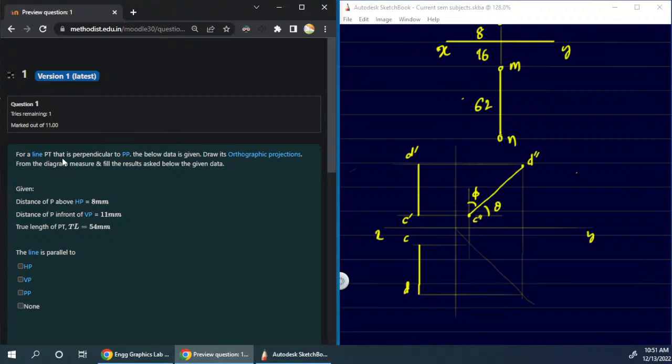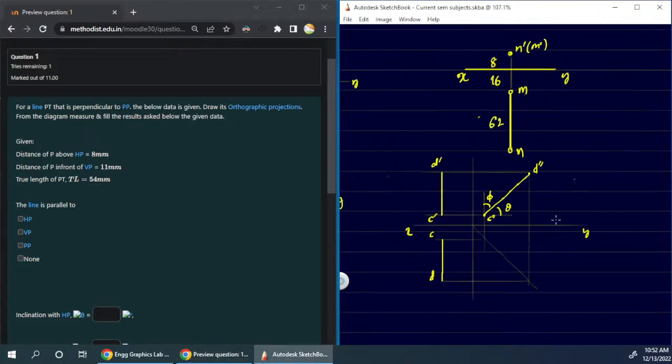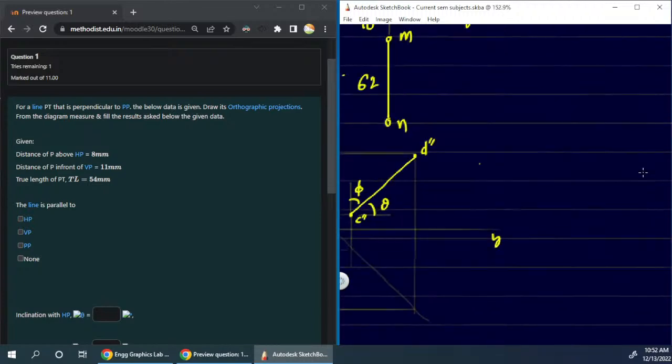The line PT is perpendicular to PP. PP is profile plane. Notes are the graphic projections. From the diagram, measure and fill the results below the graph. So I guess we just modify it, or okay, we'll come to that. Since the beep of HP, let's try to solve it over here.